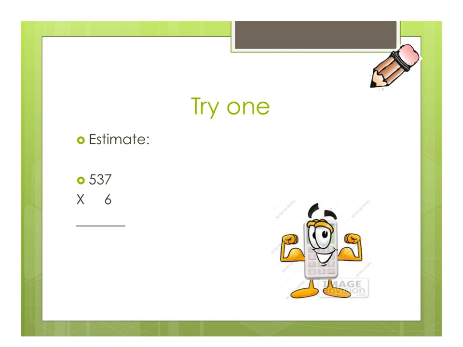In just a second, I want you to pause the video, and in your notes, I want you to estimate 537 times 6, showing all your work, of course. And then I want you to use place value and regrouping with the algorithm to find the exact product. When you're finished, resume the video and see how you did. Go ahead and pause now.